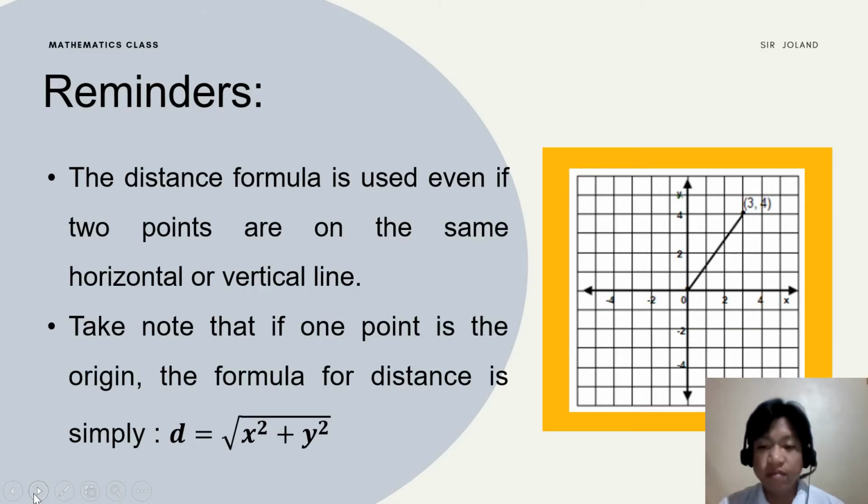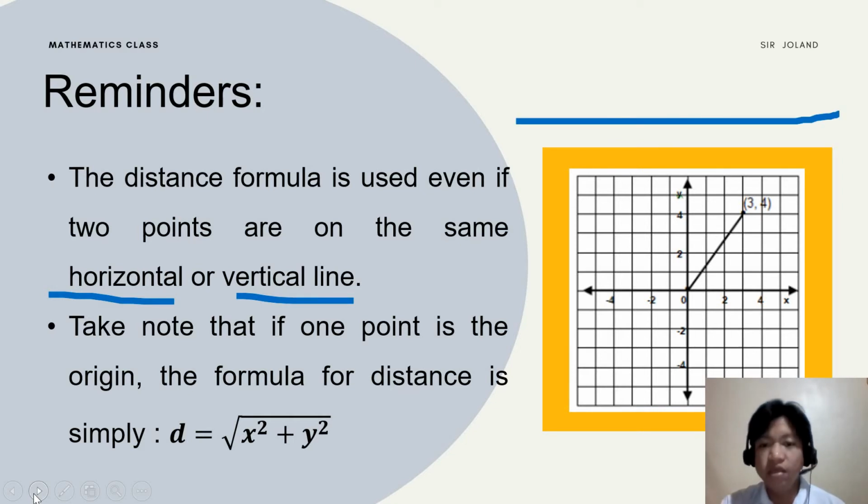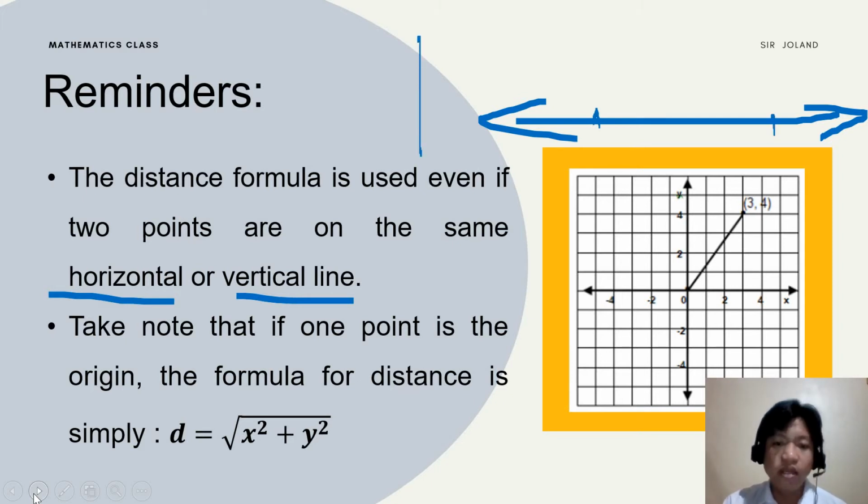Okay, now some reminders tayo that the distance formula is used even if 2 points are on the same horizontal or vertical. So, pwede mo rin gamitin yung distance formula kung ang line mo is naka-horizontal. Okay, yan. So, pwede mo rin kunin yung distance between 2 points, kahit yan ay naka-horizontal or vertical yung ating points. So, pwede mo pa rin gamitin yung ating distance formula.